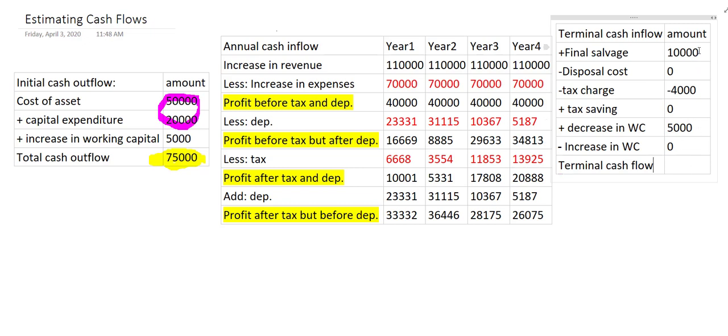Inflow of salvage 10,000 plus this 5,000, 15,000 from 15,000. Okay, one part is missing here. We missed to mention the last year profitability.